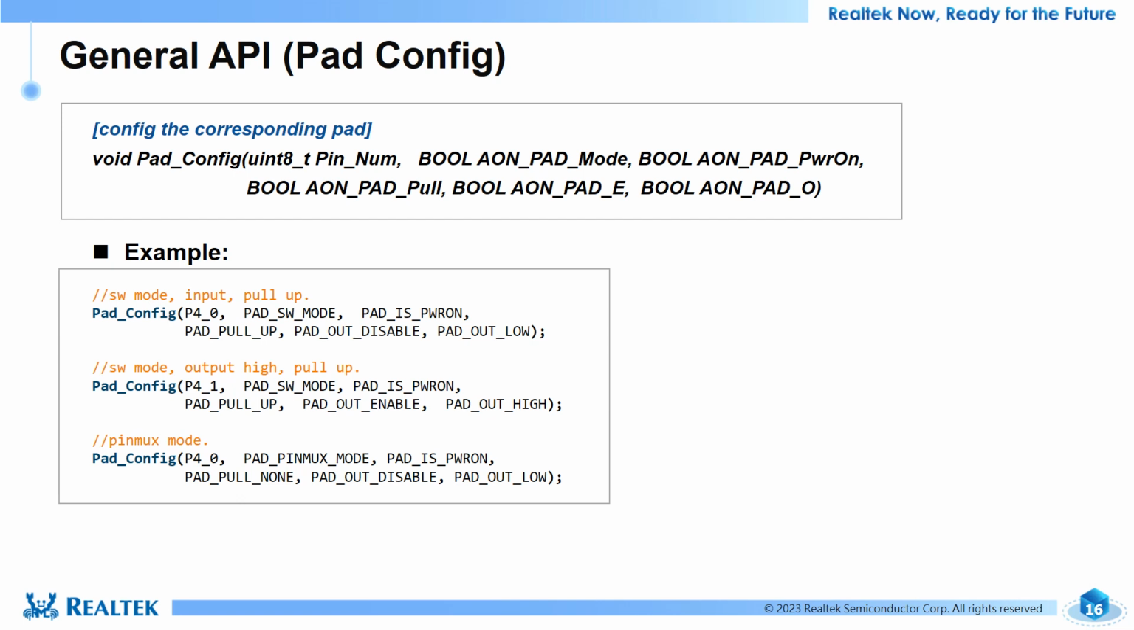The fifth parameter sets whether the pin outputs the level in the software mode. The sixth parameter sets the level value of the pin output in software mode. The fifth and sixth parameters are only valid in software mode.